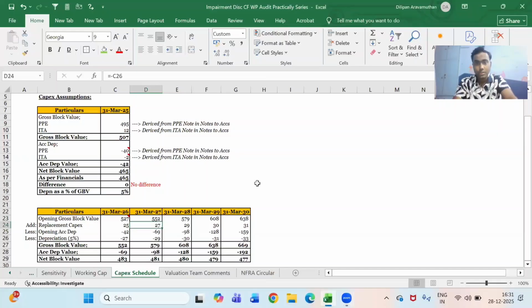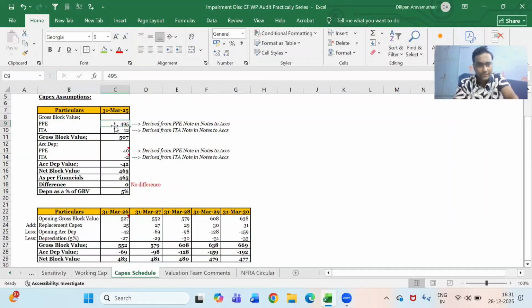Hey guys, let's continue from where we left. So moving on, let's move on to the Capex schedule, guys. How do we project for property, plant and equipment, intangible assets, and capital work in progress? That's going to be our discussion right now. Since we got done with working capital, this is another major chunk that's left to be done.